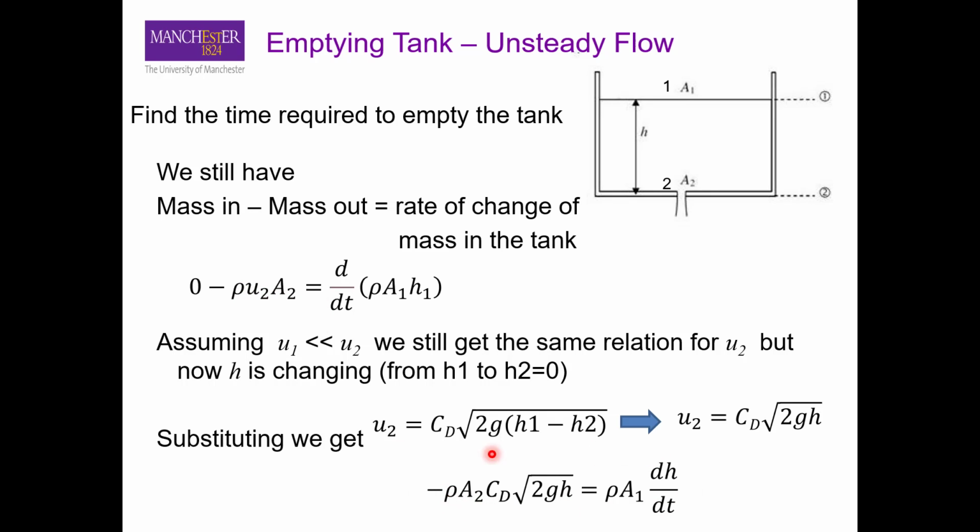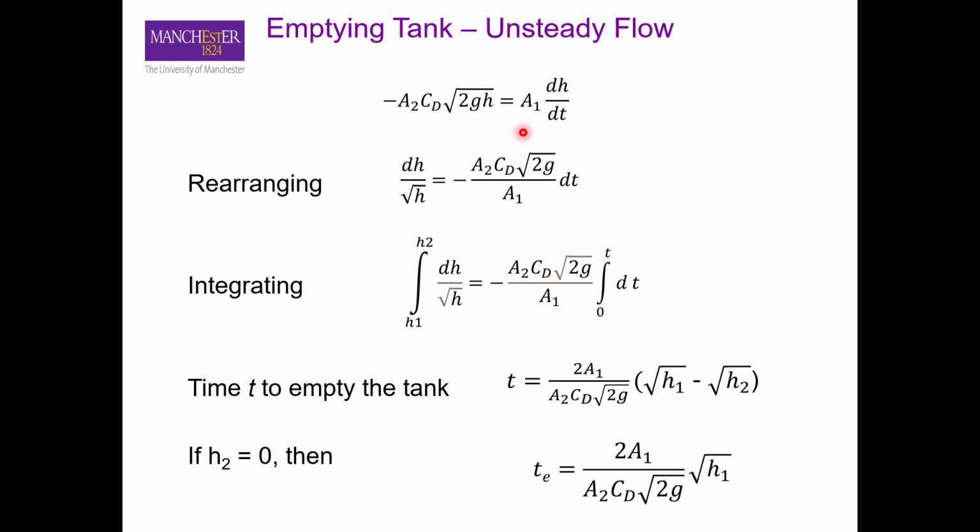We get this final equation, and if we now rearrange this equation slightly, we can write it in the form of dh over square root of h equals a2 cd square root of 2g over a1 dt, and we can take the integral on both sides. So we integrate on the left hand side from h1 to h2, meaning from the top of the tank to the bottom of the tank, and in time 0 to t, because when time is 0 the level is at height h1, and when time is t the height is h2 in the tank.